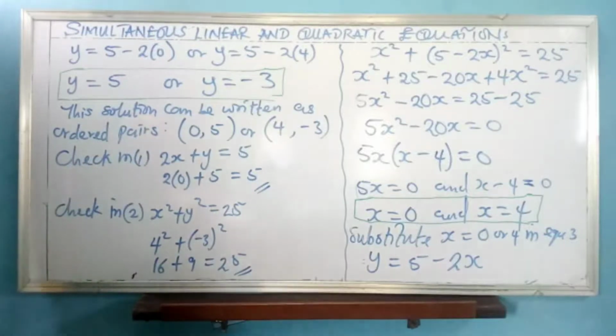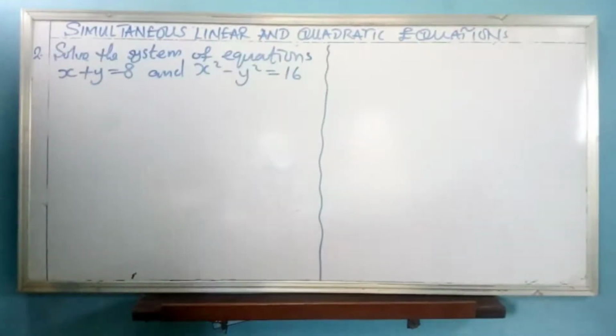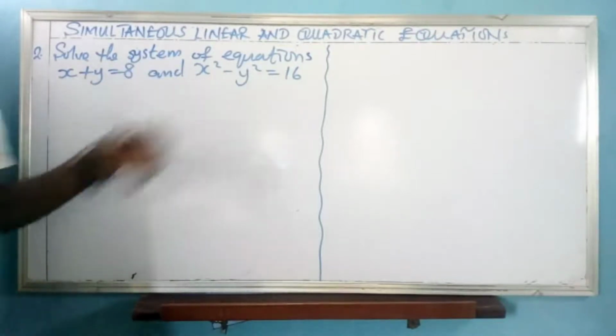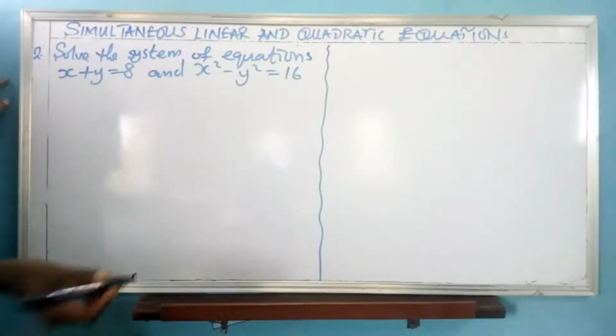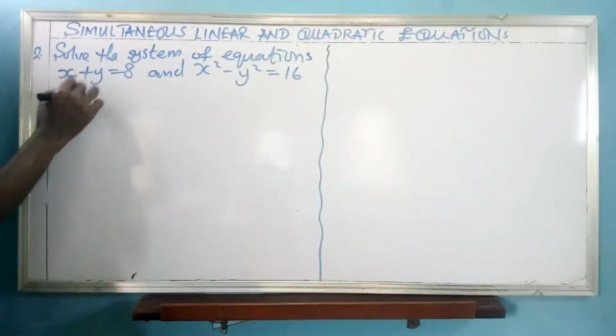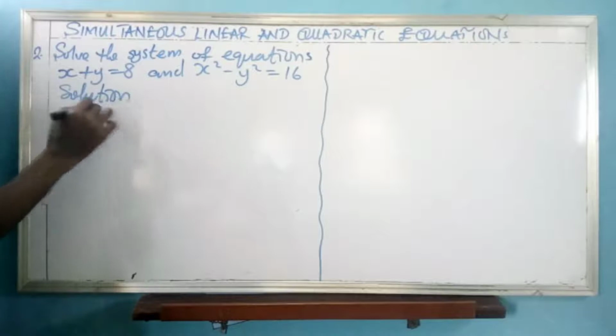Okay, mashallah. Now let's go to the next example, because we need to explain another example. So let's look at question 2 now. Question 2 says solve the system of equations x plus y is equal to 8 and x squared minus y squared is equal to 16. The first thing, you name your equation, as I always informed you. Please don't forget to name your equation. It's important.